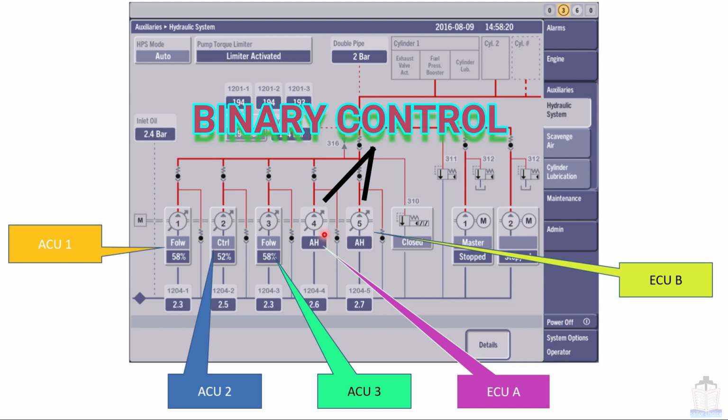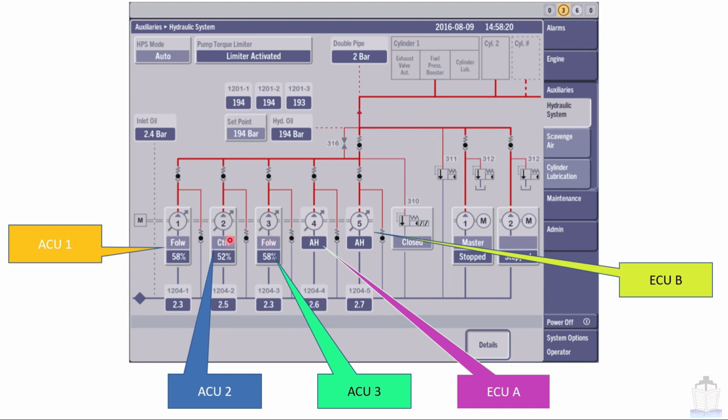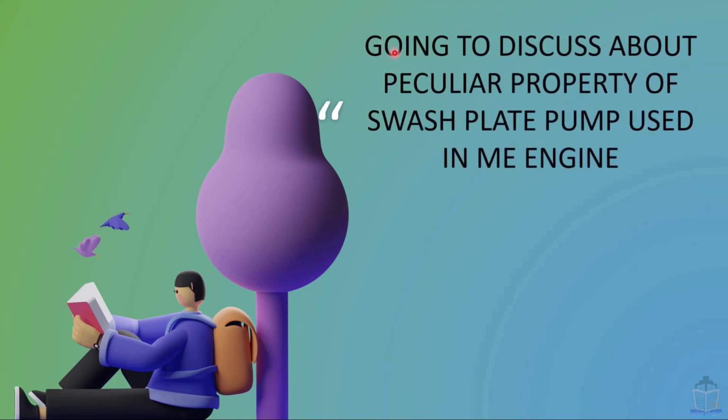That means either they will run in full ahead or in full astern, and these 3 pumps are of variable delivery type. That means the amount of flow can be altered, but in this pump the amount of flow cannot be altered. They will run at full load in ahead direction or in astern direction. Now going to discuss the peculiar property of swash plate pump used in ME engine.